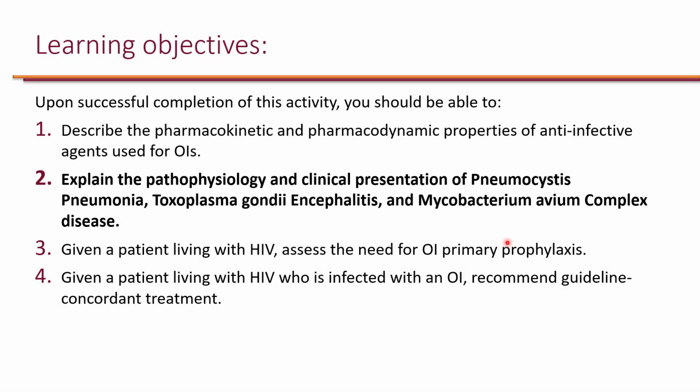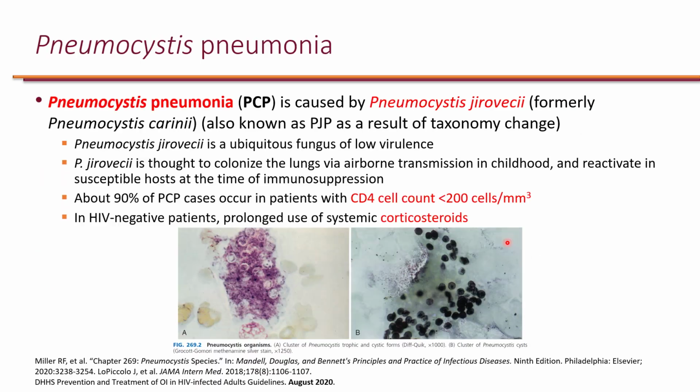The next learning objective is to explain the pathophysiology and clinical presentation of Pneumocystis pneumonia, Toxoplasma gondii encephalitis, and Mycobacterium avium complex disease. Pneumocystis pneumonia, or PCP, is actually caused by Pneumocystis jirovecii, which is a fungus species.